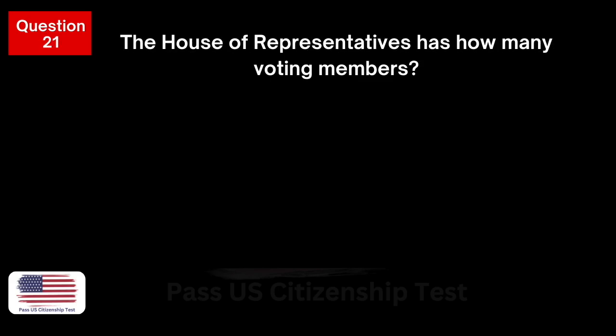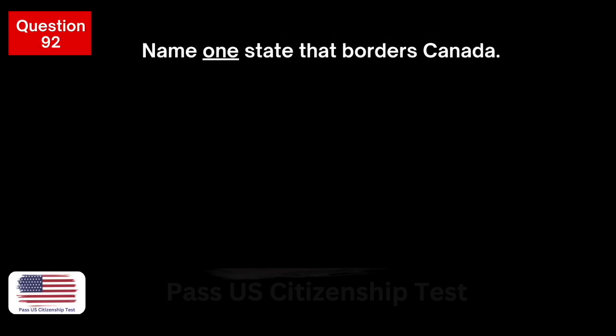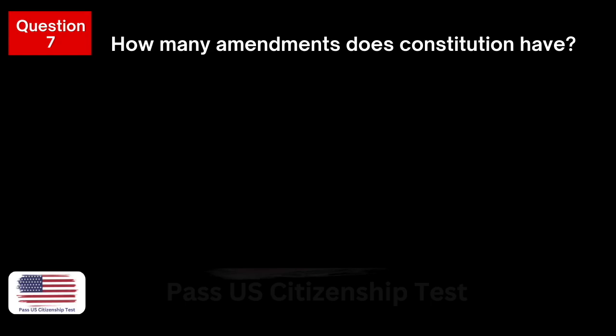The House of Representatives has how many voting members? 435. Name one state that borders Canada. New York. How many amendments does the Constitution have? 27.